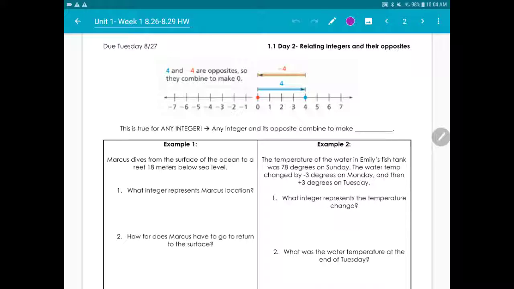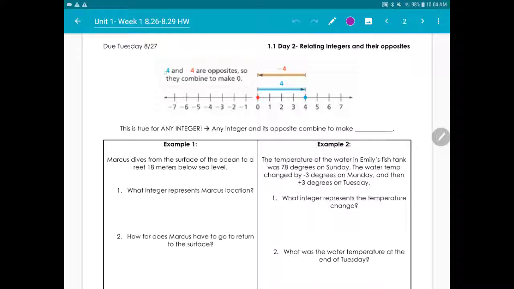Guys, so this is how we're going to be doing homework this year, and this is an example that we're going to do in class together today. Alright, so this video is on relating integers and their opposites. Alright, so what you did in class, and think about this as if we were home. This is a recap and preview for tomorrow's lesson.